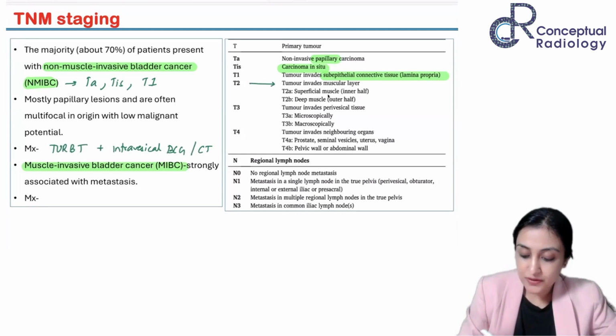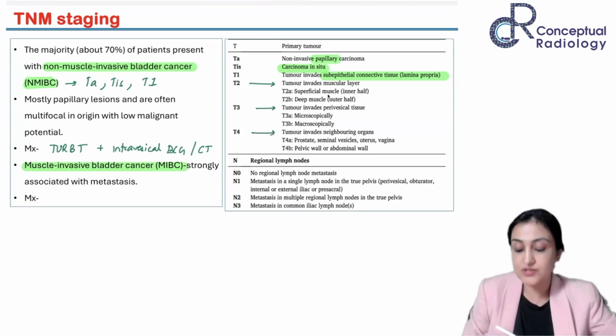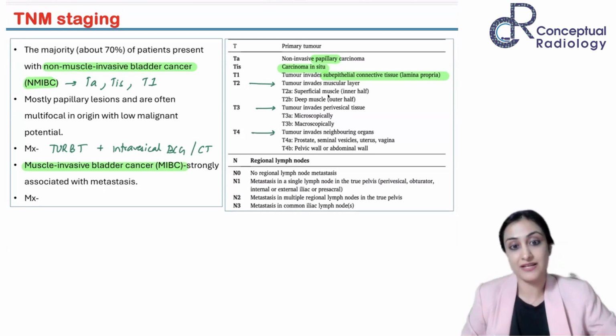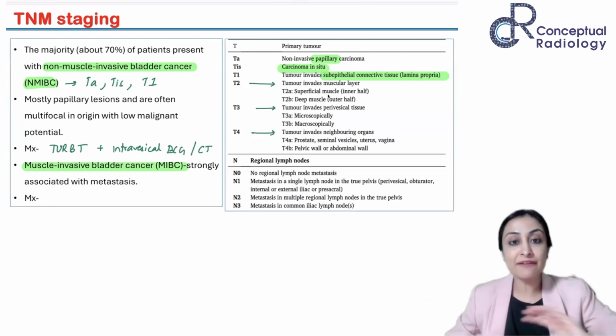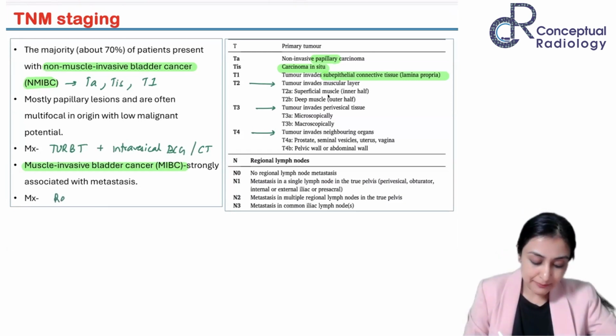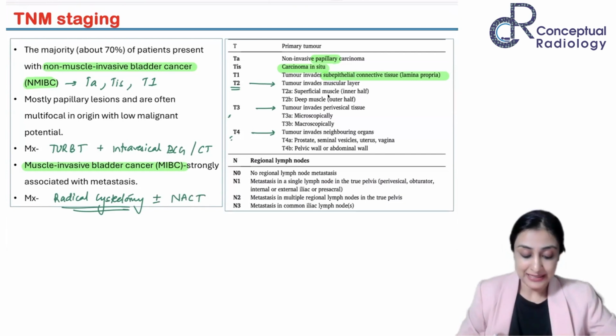Anything else? So see T2 where it's invading muscle, T3 where it's invading perivesical tissue, and T4 where it's going into adjacent organs comes under muscle invasive bladder cancer. Strongly associated with metastasis. How do we manage muscle invasive bladder cancer? So there we have to remove the complete bladder, correct? So there the management is radical cystectomy, and sometimes, so this is for only T2. The moment you have T3 and T4 means it goes outside the bladder, the patient will also be offered neoadjuvant chemotherapy, right? So basically radical cystectomy plus minus neoadjuvant chemotherapy for muscle invasive as a group.